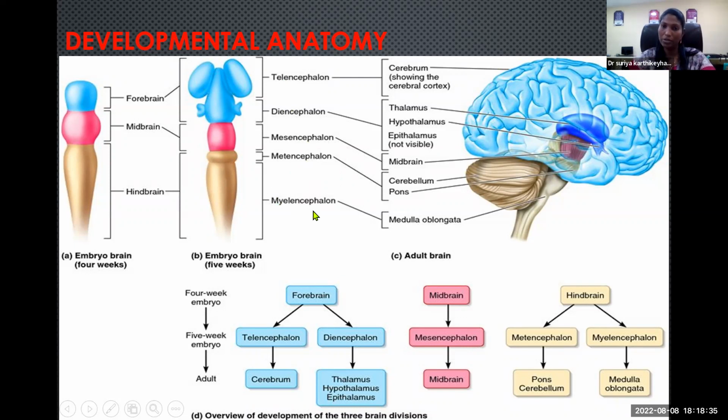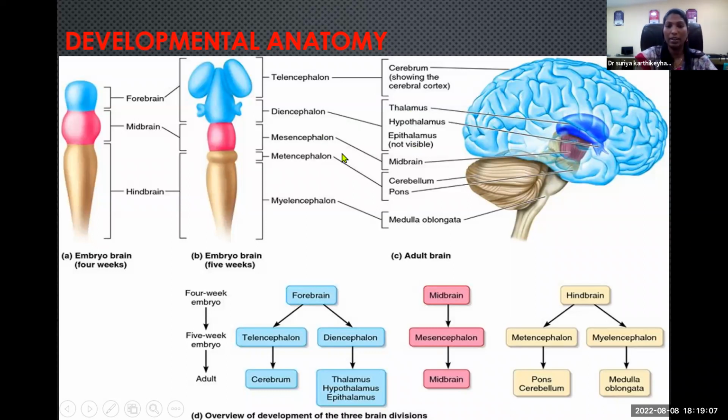What are the adult derivatives? These are all embryological things. In intrauterine life, around 5 weeks, we have the 5 vesicles. So what are these 5 vesicles going to develop into in the adult? These are the adult derivatives. The cerebrum is formed from the telencephalon, whereas the diencephalon is going to form thalamus, hypothalamus, and epithalamus. Epithalamus will not be visible in the sections, but it is going to form thalamus, hypothalamus, and epithalamus.